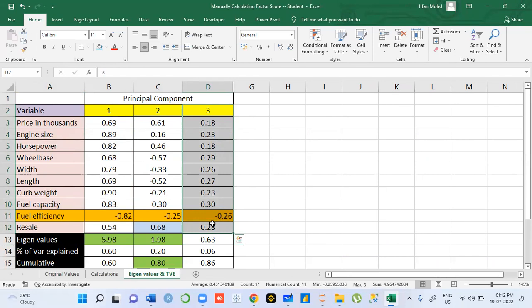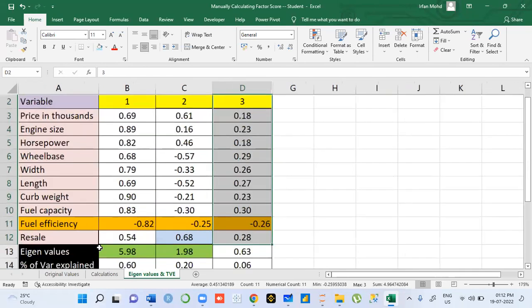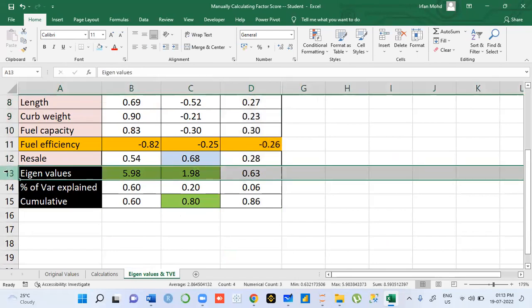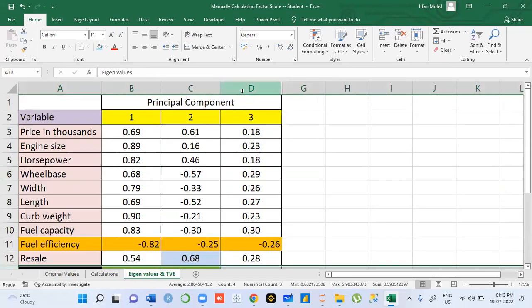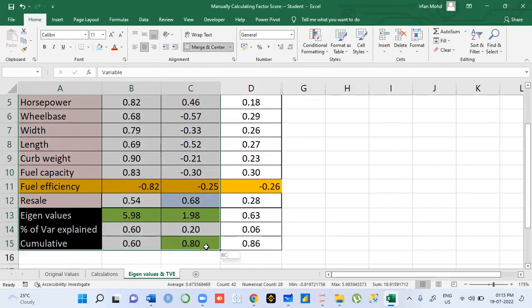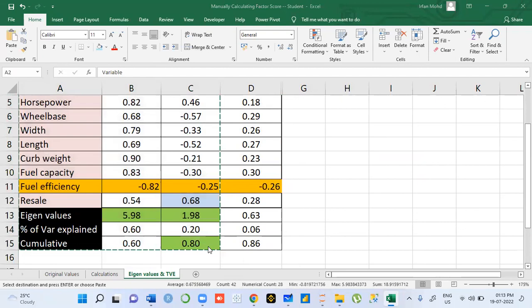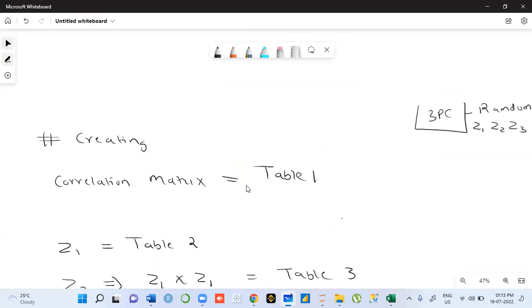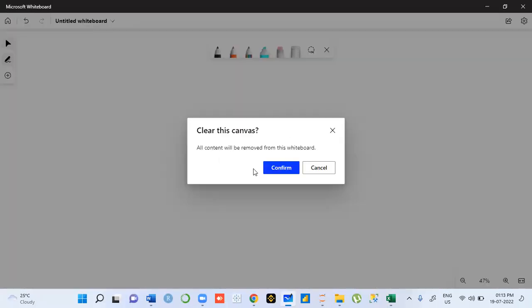What is the threshold for eigenvalues? More than or equal to 1. So anywhere we have eigenvalues less than 1, the third one, this is not possible. So we cannot make a third group. We can only make 2 groups. Now clear? If you want me to repeat, I'll repeat again.